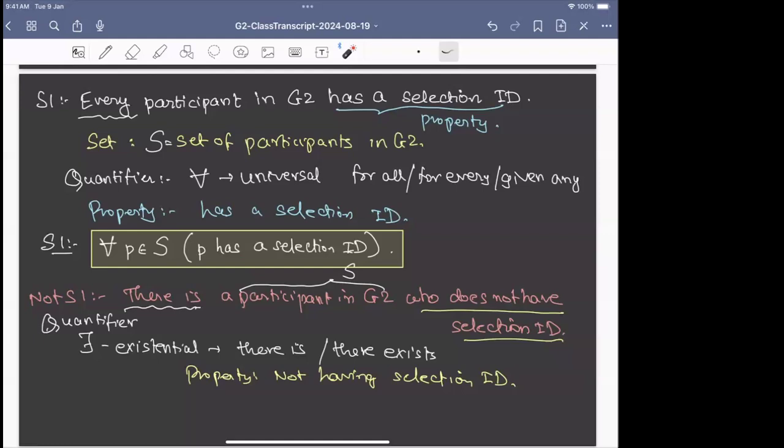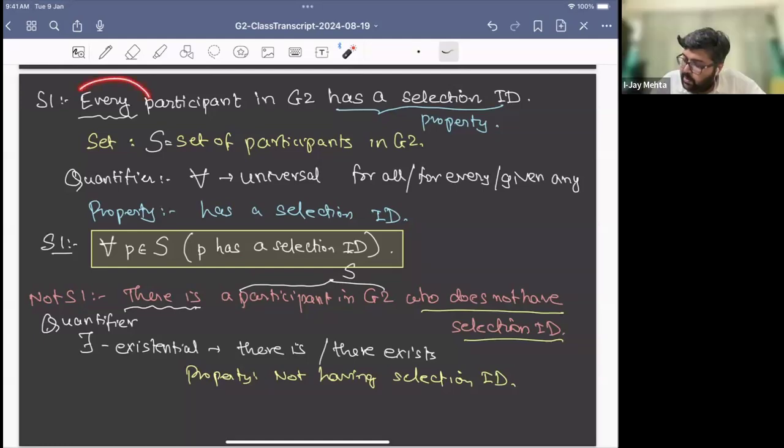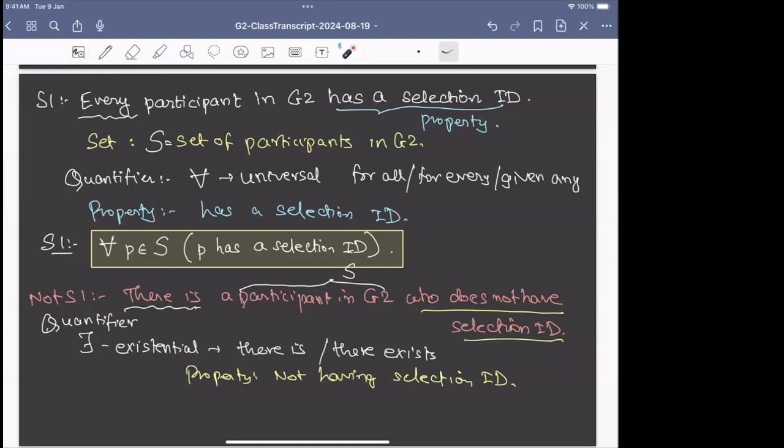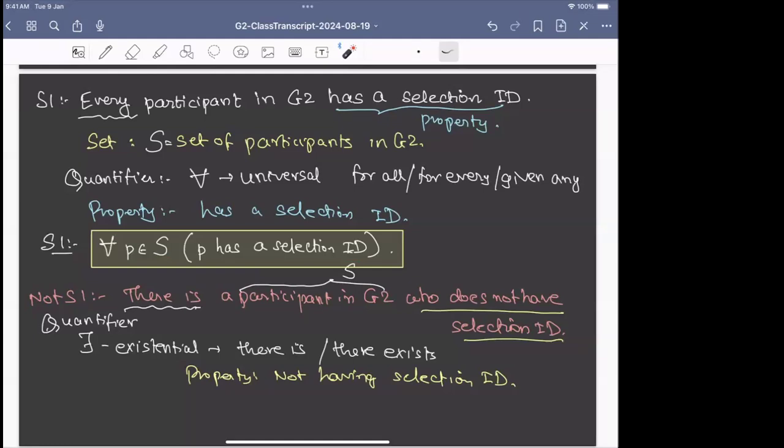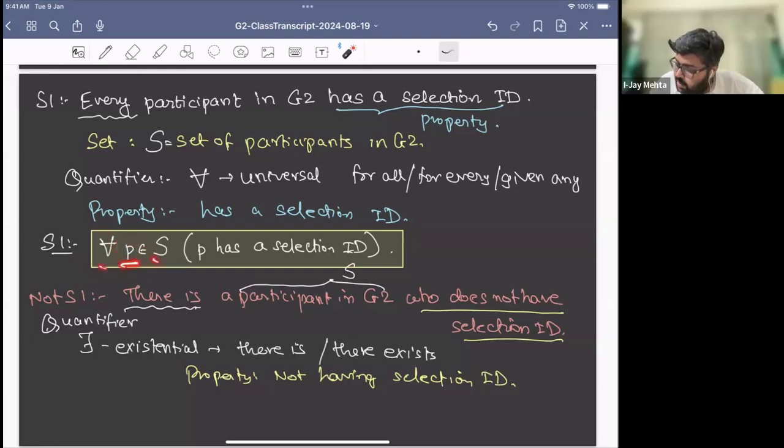Participant in G2. So see, we are speaking about every participant in G2. So the set of all participants is S, and the quantifier is for every. Given any P in S, P is a participant. Yes, very good. Thank you. Arpita, is it clear now? P is a participant. Yes, sir. So given any participant in G2, what are we saying about P?